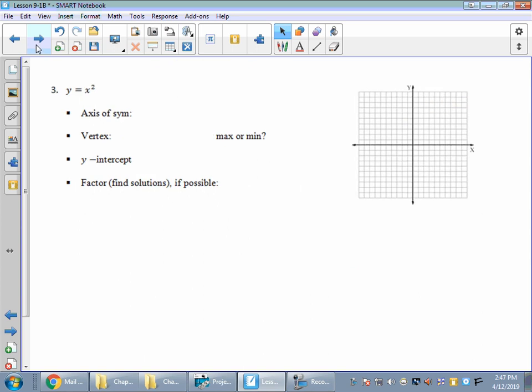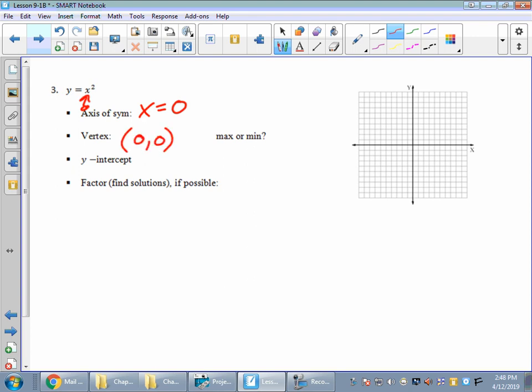And this one's just a different situation because, well, I'll just show you as we go. Axis of symmetry. Well, it's -b over 2a. And there is no b value. And so that's 0. 0 over anything is 0. So our axis of symmetry is going to be x equals 0. Our vertex here, when we plug that in here, 0. 0 squared is 0. So our vertex is going to be 0, 0.